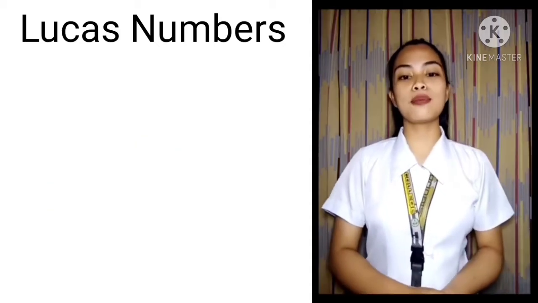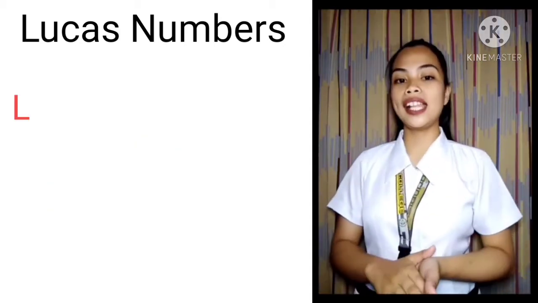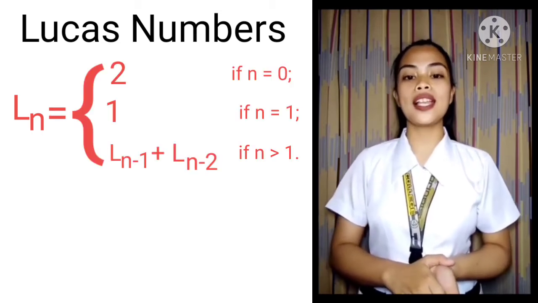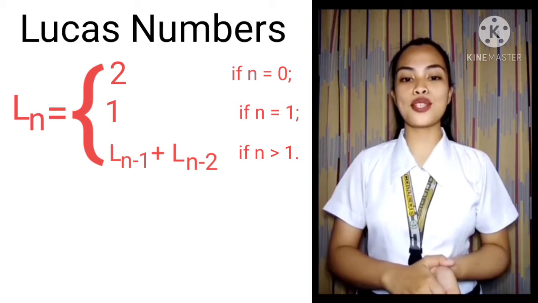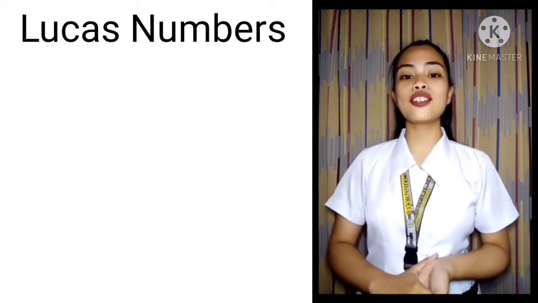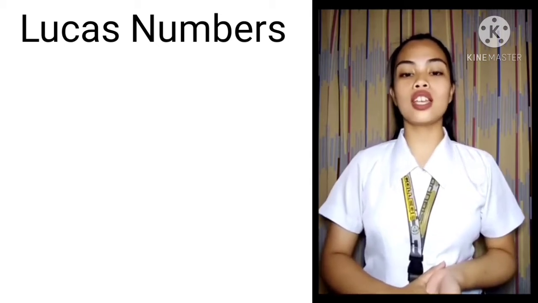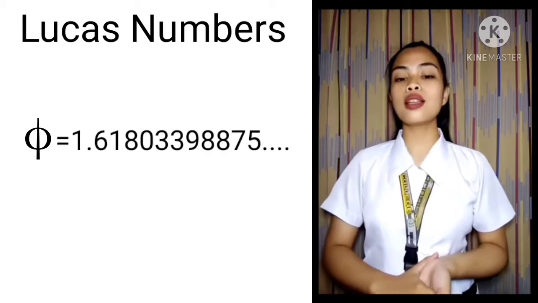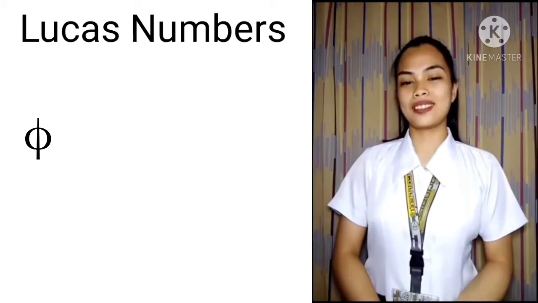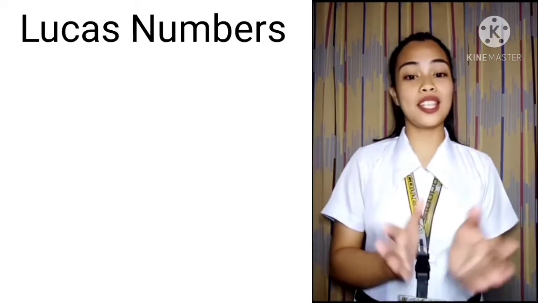Mathematically, Lucas numbers may be defined as this: Ln is equal to Ln minus 1 plus Ln minus 2, where n is greater than 1. So the phi or golden ratio between two consecutive Lucas numbers emerges to 1.618033988875. Do you know that the golden ratio can be seen in nature?